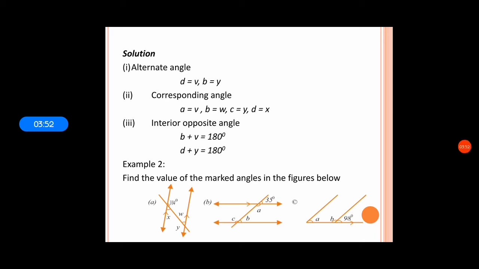Now let's look at example 2. Find the value of the marked angles in the following. We have the first one, the second one, the third one. Before you move to the next slide, can you quickly try to deduce whether we have alternate angles, corresponding angles, or co-interior angles in this? You can see that our 104 and W are co-interior angles, 104 and Y are alternate angles, and W and X are also alternate angles. Let's look at the solution.